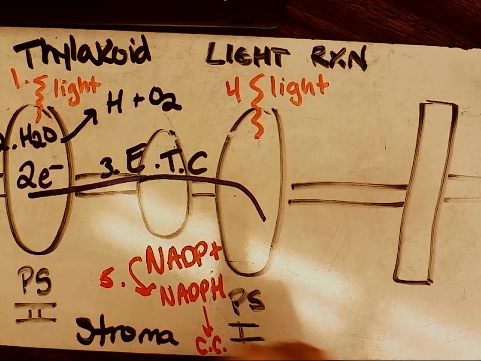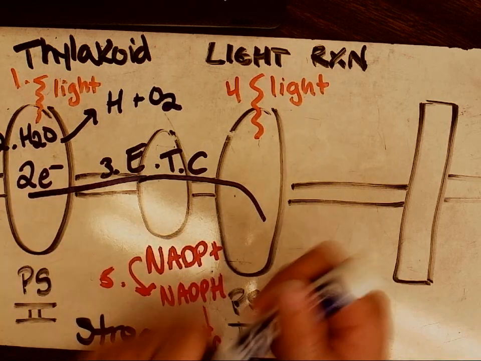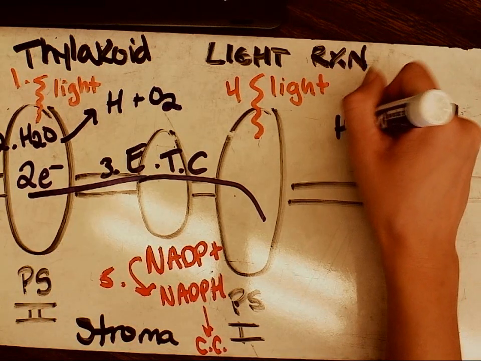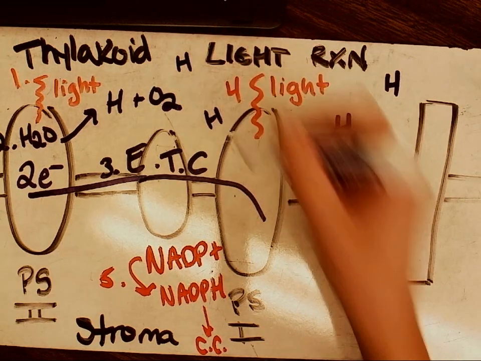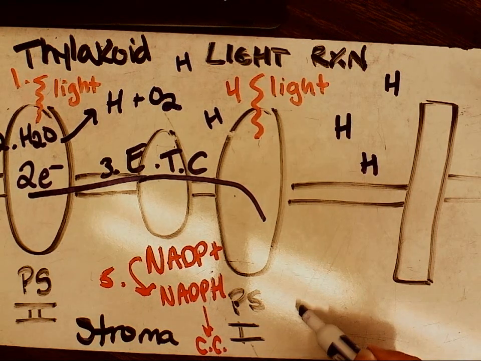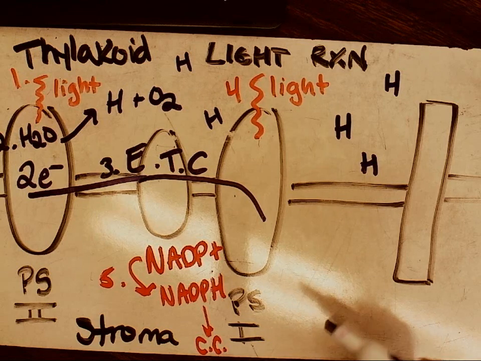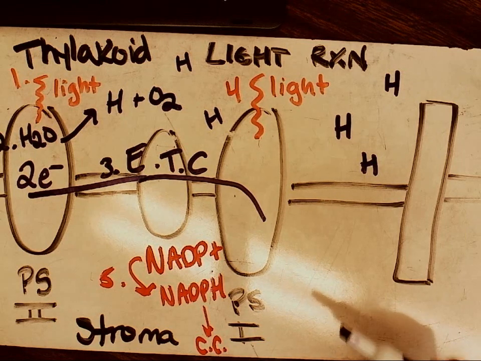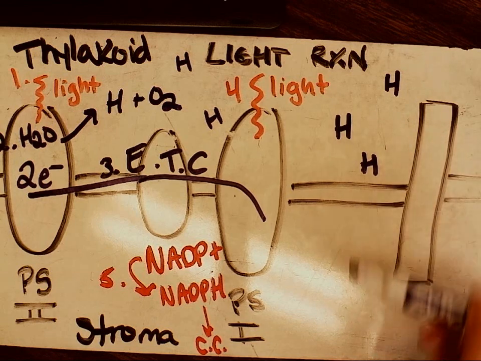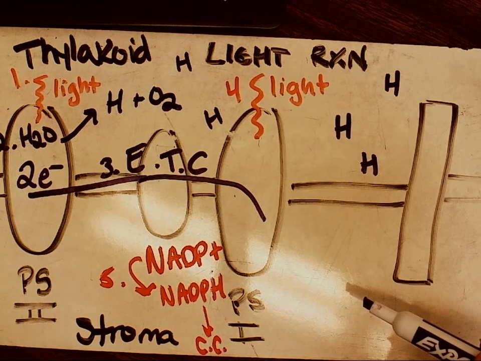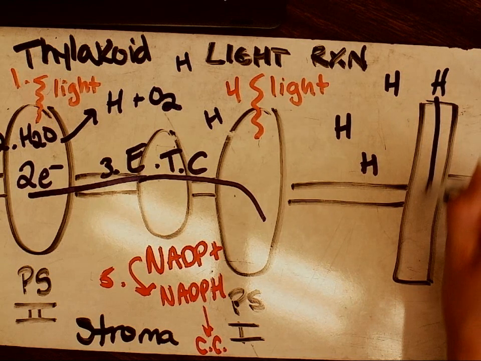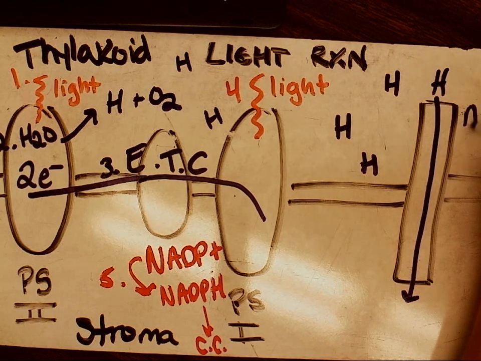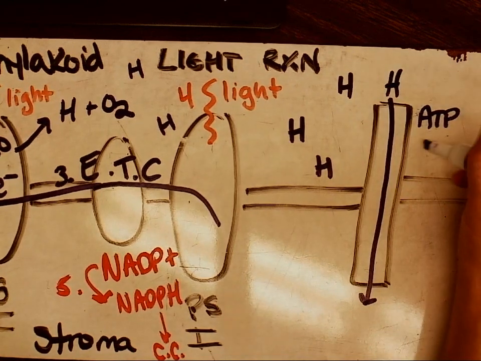Our very last step, step 6. Inside the thylakoid, there is lots of hydrogen floating around, and we don't see a lot of hydrogen out here in the stroma. And we know with diffusion, molecules want to move from a high to a low concentration. So hydrogen is going to want to move through this protein here, and this protein is called ATP synthase. I'm going to move this over here so you can see it.